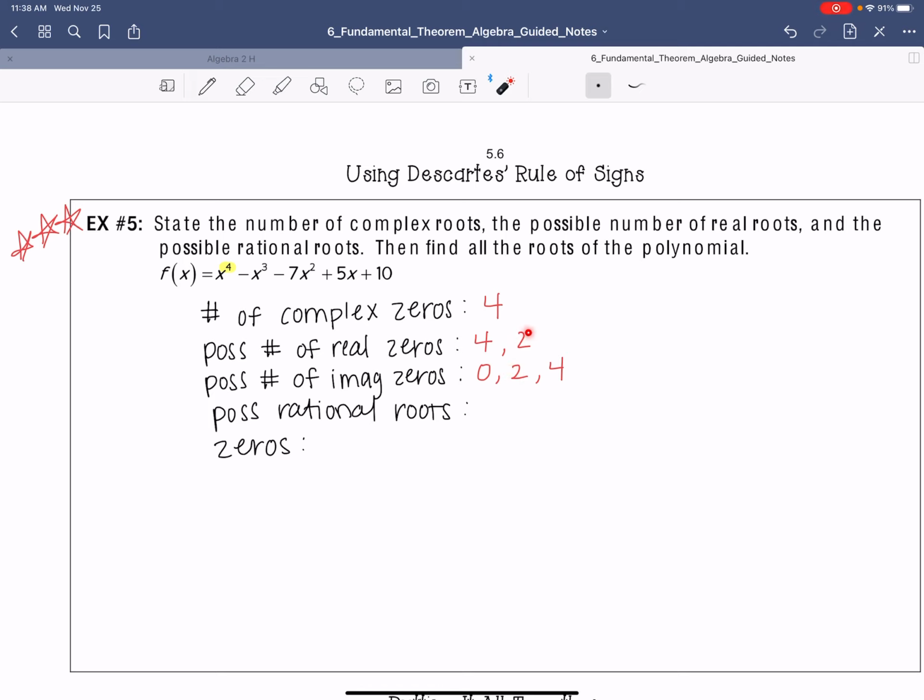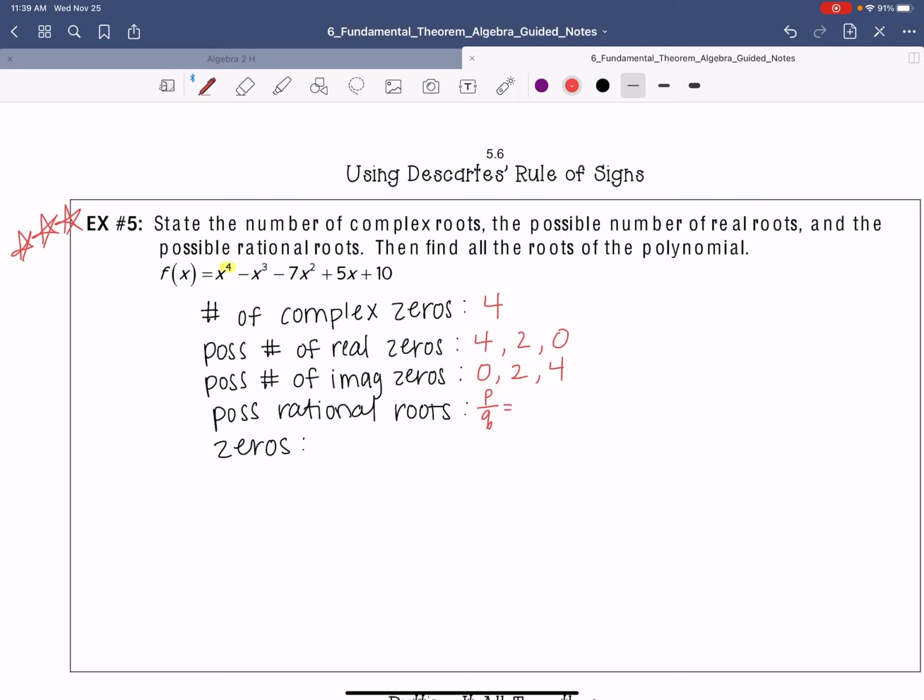You couldn't say that you have 3, because if you had 3, remember imaginaries come in pairs, so that would give you a total of 5, and you can't have 5 because you can only have 4. Hopefully that made sense. Okay, and then my final one is I could potentially have 0 real ones, and if I had 0 real ones, that means I have 4 imaginary ones. So again, I will always have that total of 4, which is the max. Okay, possible rational roots is just your P over Q. So P over Q.